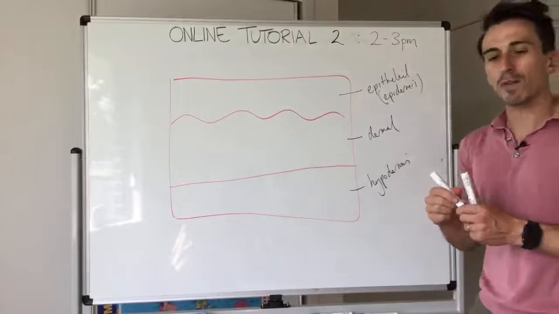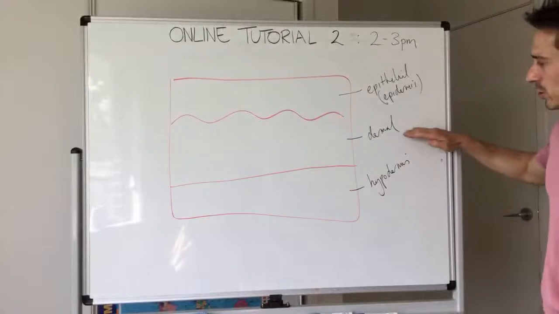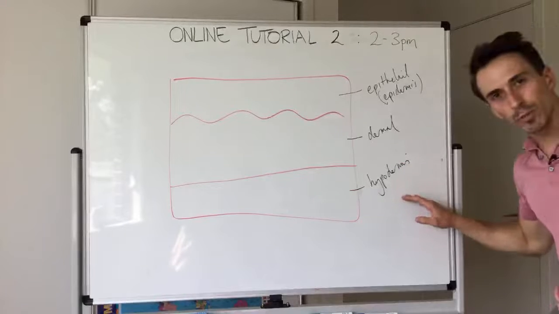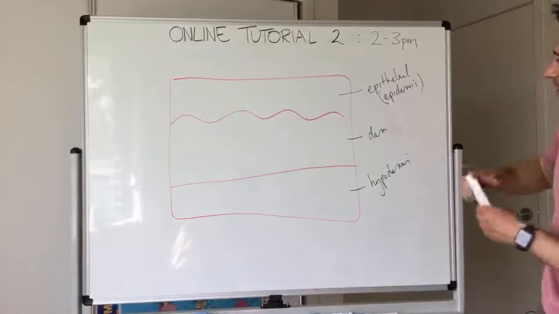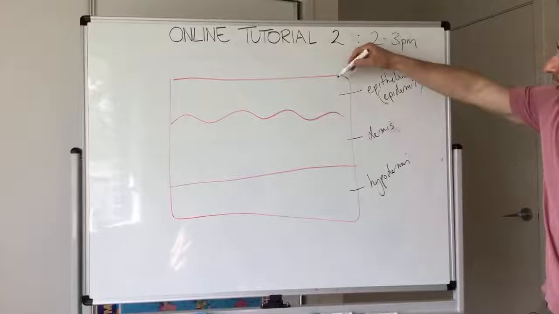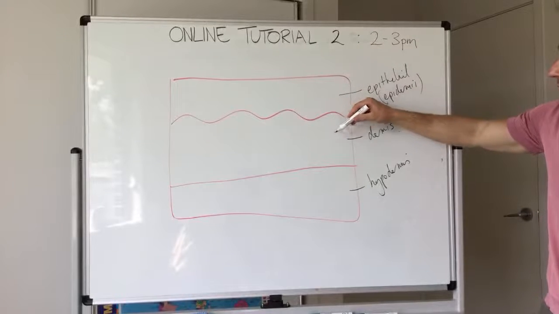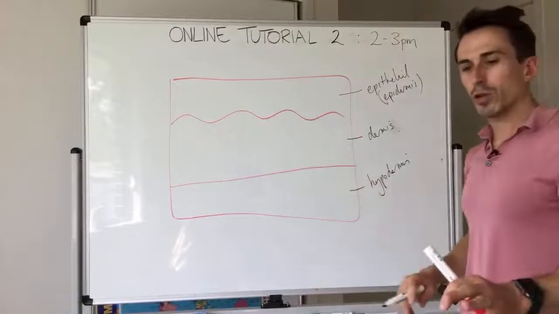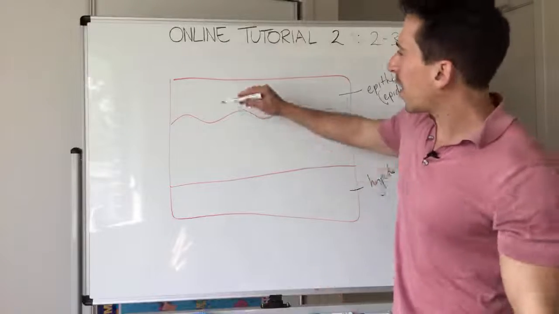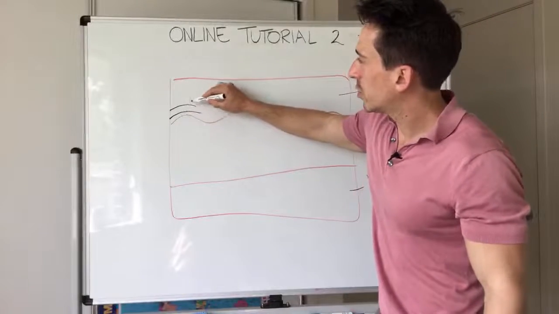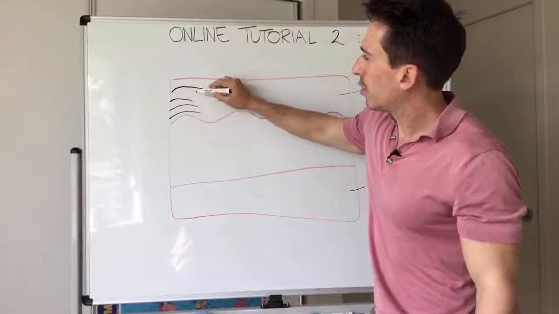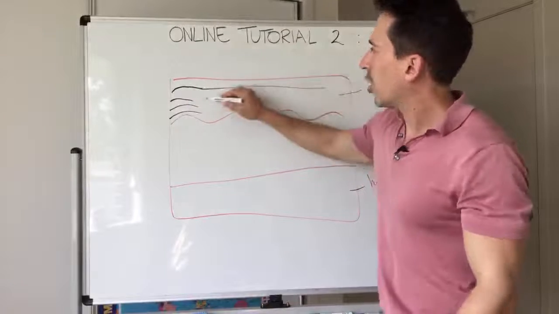These are the three layers of the skin: epidermis, dermis, or dermal layer, and hypodermis. Let's write dermis for consistency. Epidermis, dermis, hypodermis. Now what you were talking about in past sessions is that there are 5 layers, 1, 2, 3, 4, 5 layers here of the epidermis.